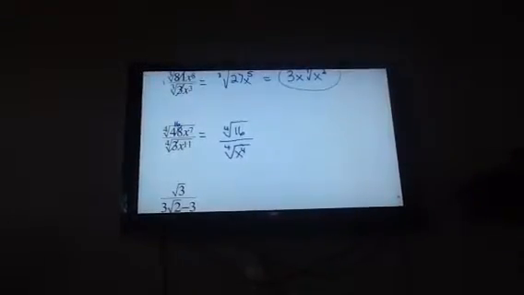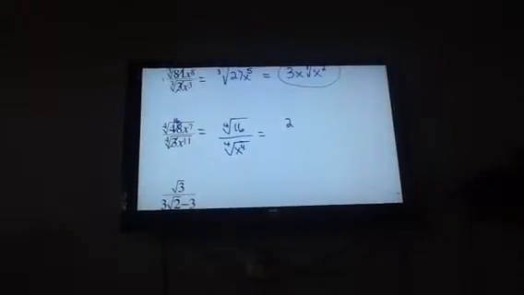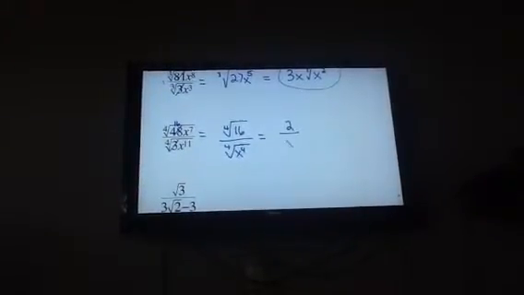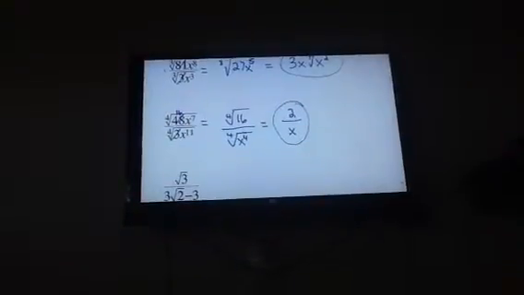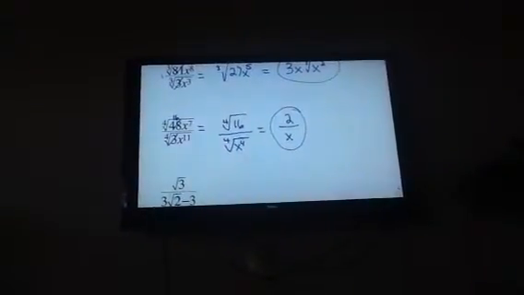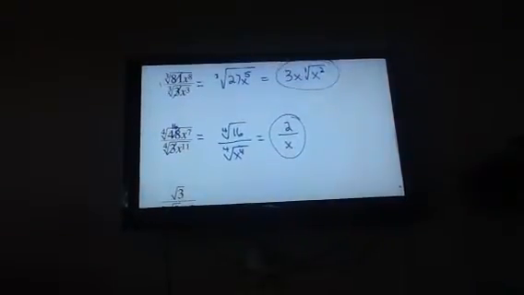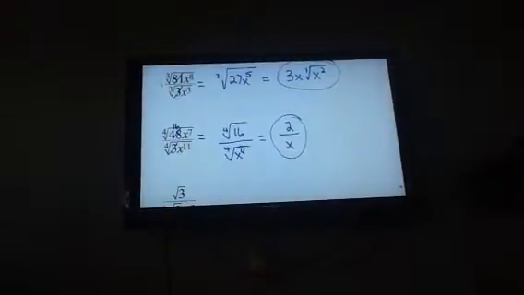And then these have perfect fourth roots. The fourth root of 16 is 2. And 4 goes into 4 one time with none left over. Anything on those nth roots?